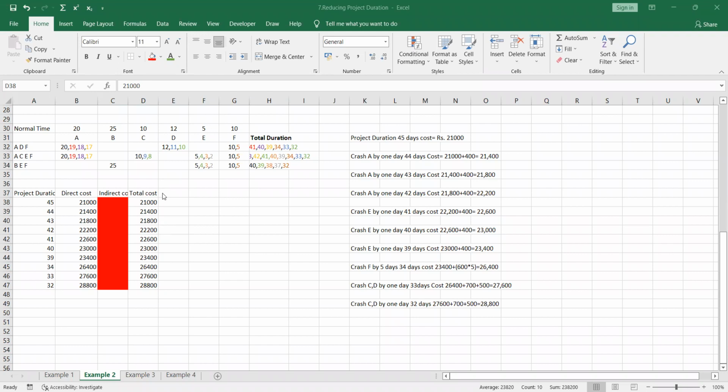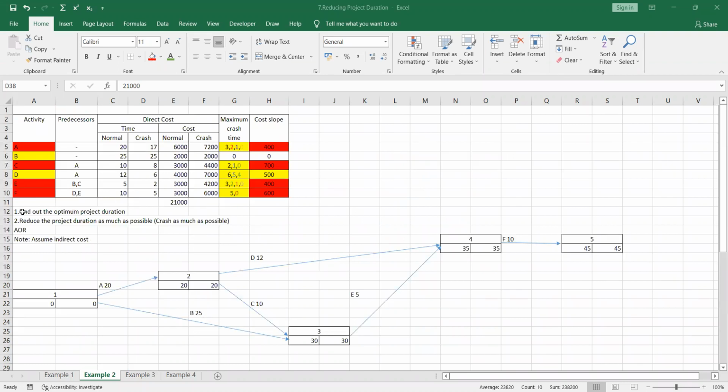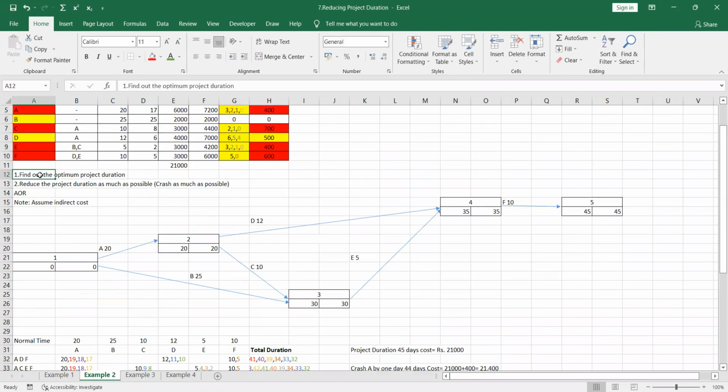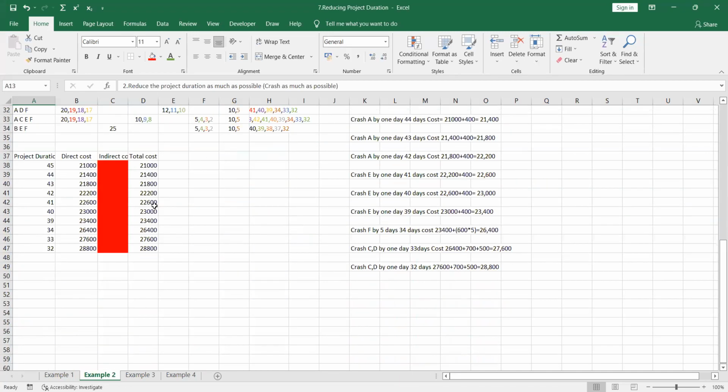Very good. As we are not having any indirect cost, the optimum project duration means the cost which is having the minimum duration. That means 45 days. Very good. So we have answered the question to find the optimum project duration. The next one is to reduce the project duration as much as possible. It means we can reduce up to 32 days, right?